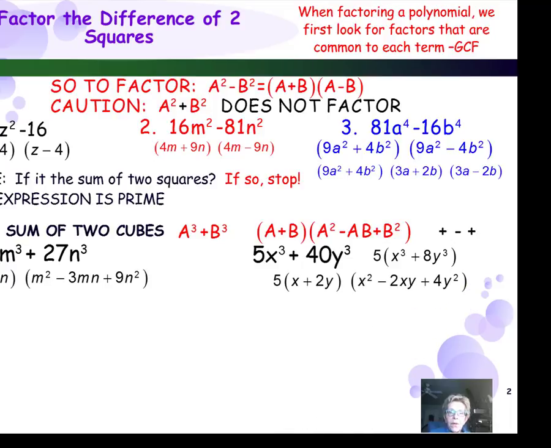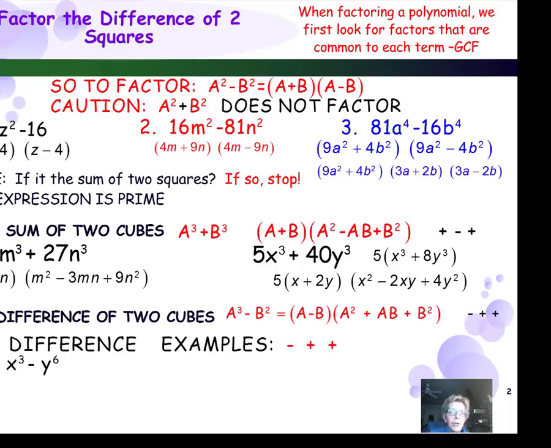So my factors are 5 times the quantity of x plus 2y times the quantity of x squared minus 2xy plus 4y squared. Is it the difference of two cubes? Again, the same set of factors, only different signs. So I'm going to look at that first example.